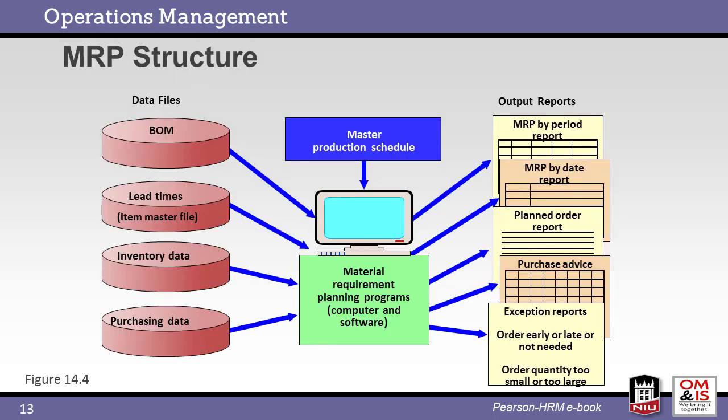Here we see the material requirements planning structure. Inputs on the left include bill of material or BOM data, lead times, inventory, and purchasing data. Given this data, the MRP software algorithms generate the plan by period and by date. Factory orders and supplier component orders are generated with appropriate quantities and due dates. Finally, exception reports identify any issues that require management attention.